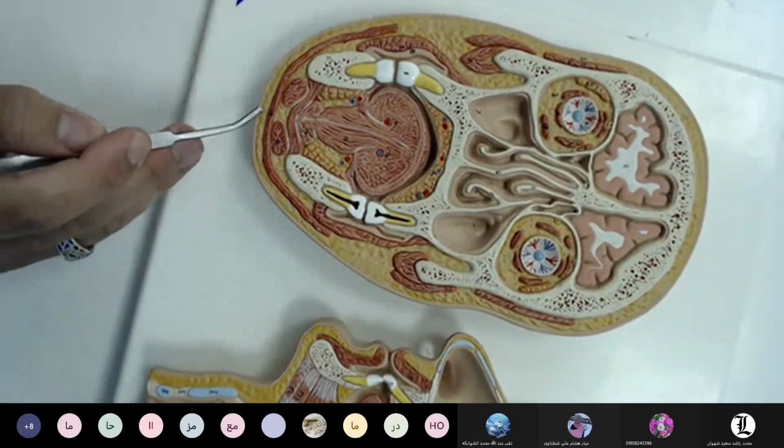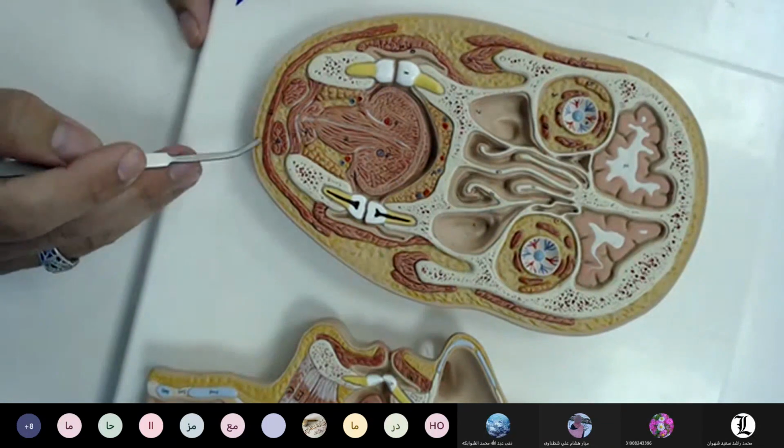This is the skin with superficial fascia.